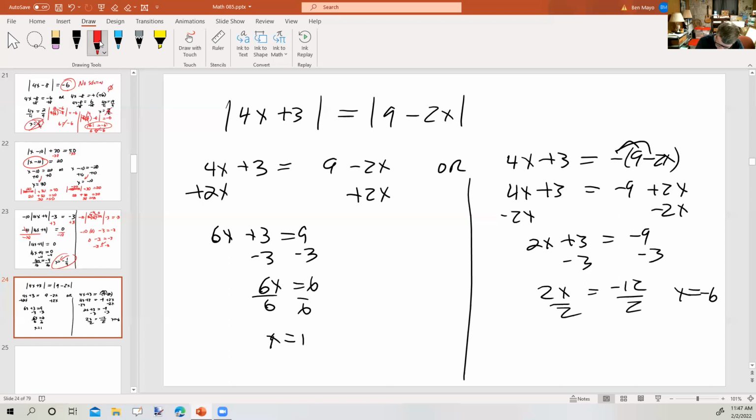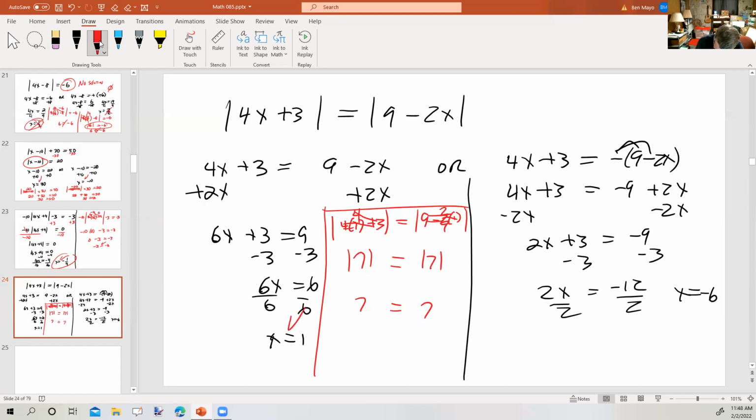Well, let's check our work. If x is 1, we get the absolute value of 4 times 1 plus 3 equals the absolute value of 9 minus 2 times 1. 4 times 1 is 4. 4 plus 3 is 7. The absolute value of 7 is 7. 2 times 1 is 2. 9 minus 2 is 7. The absolute value of 7 is 7. So x equals 1 works.